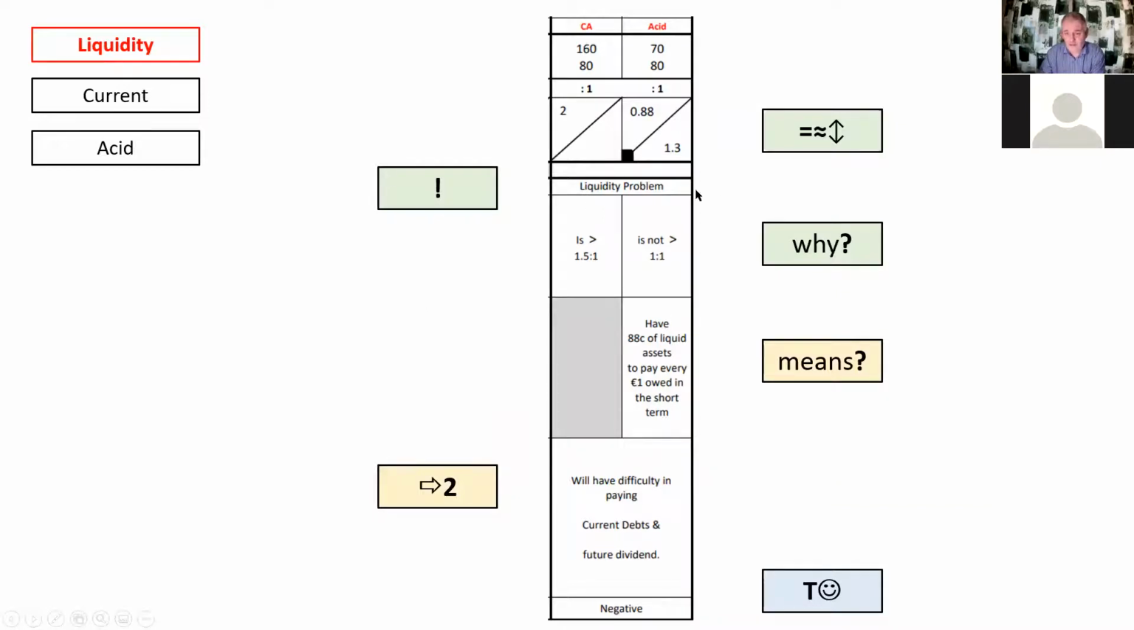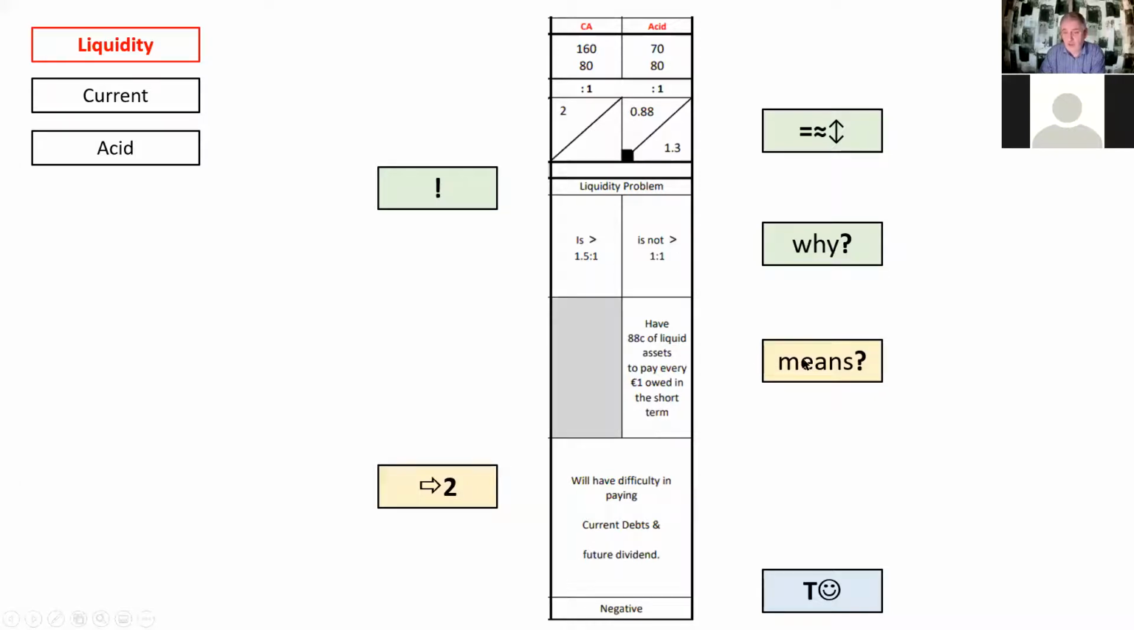This firm has a liquidity problem because the asset test is 0.88 to 1. However, it was 1.3 to 1 and it has disimproved. We have a liquidity problem because this figure is less than 1 to 1. That is our why. What does it mean if we have a liquidity problem? Well, it means we only have 88 cents of liquid assets available to pay every €1 that we owe in the short term. And that has to be learned exactly as is. You have to use the phrase liquid assets and you have to say owed in the short term.